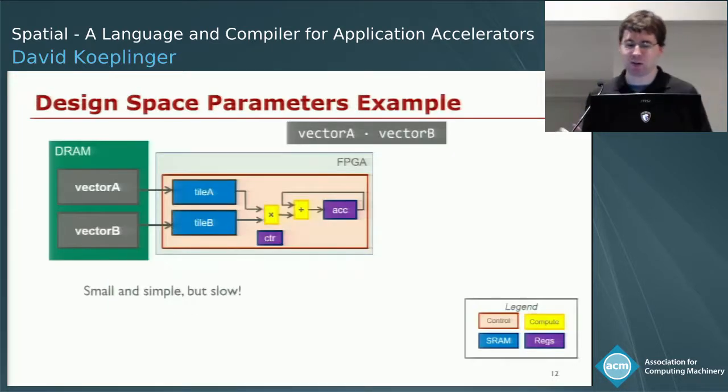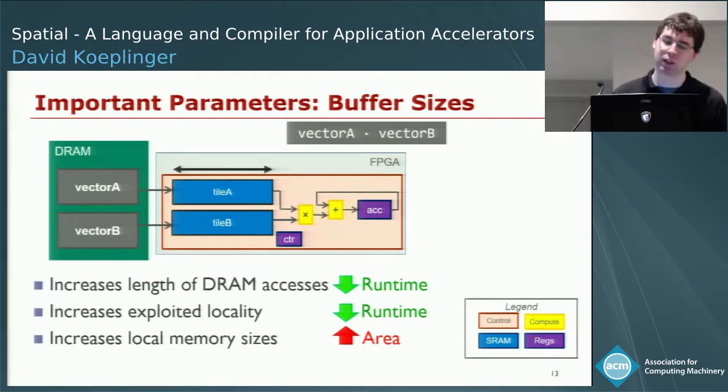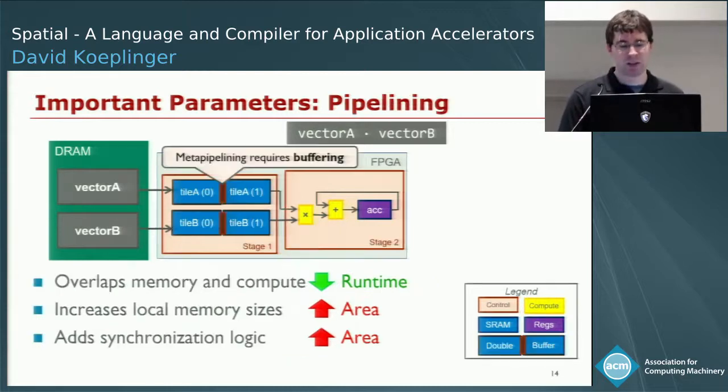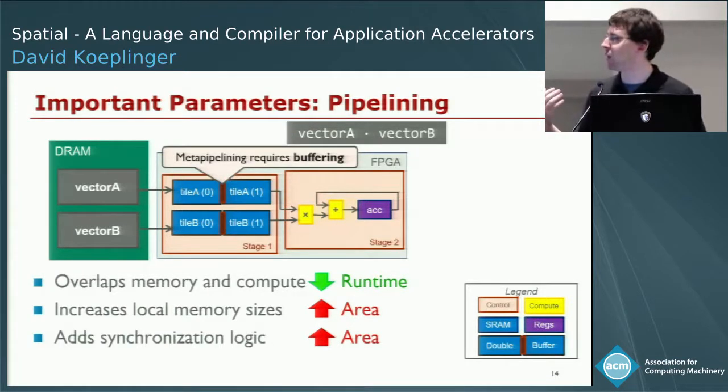So that example that I showed in the beginning was actually a really simple implementation of a dot product in hardware. But we can do a couple of things to make it better. So for example, we can increase the amount of on-chip memory that we have to improve our DRAM bandwidth utilization, but this has some area cost. We can pipeline, so in this case, this looks like prefetching. We can overlap the fetch from DRAM to on-chip memory with the computation of the dot product. Again, good for runtime, but bad for area.